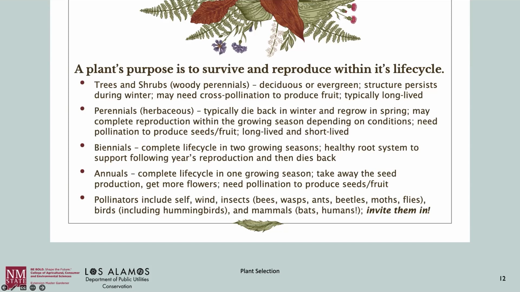There's a lot of terms that you'll hear. Woody perennials: hopefully any tree or shrub we plant will be a perennial. If not, then we just wasted a lot of money. Trees and shrubs can be deciduous or evergreen. The structure usually persists in the winter. For example, apples might need cross-pollination in order to produce fruit. And so if you're going to put in an orchard, you need to be sure that you know what you need in the neighborhood to make fruit.